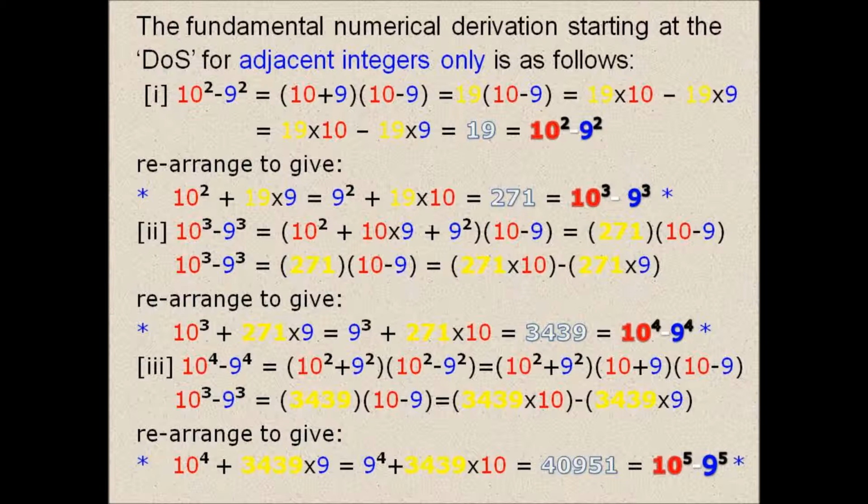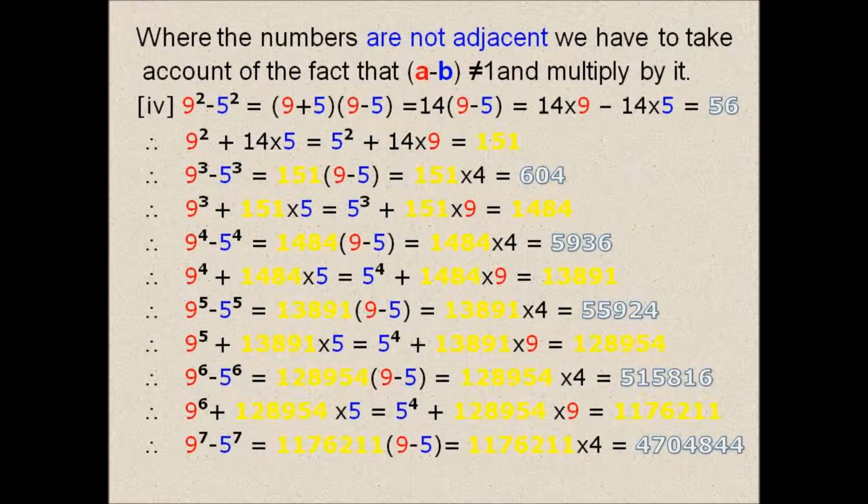The fundamental numerical derivation starting at the difference of squares for adjacent integers only is as shown. It is only after rearrangement that we get the two equalities that give us the difference of the elevated powers. Where the numbers are not adjacent, we have to take into account the fact that a minus b is not equal to 1 and multiply by it. This is clearly demonstrated in the list of calculations.